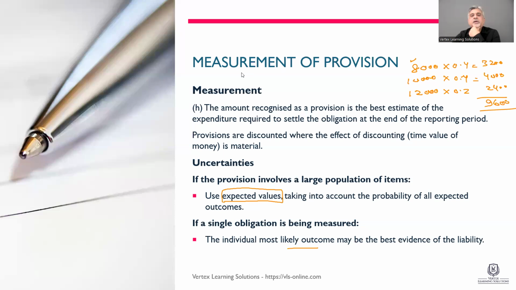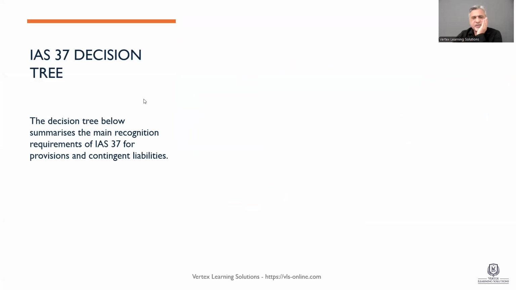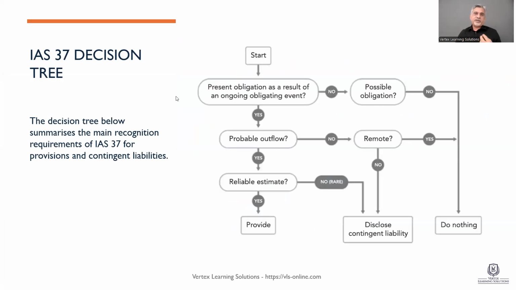Then we have, finally, for conclusion, the decision tree. It's nothing different. It is the same three criteria. We are revising it again once more so that you don't forget: when do you recognize a provision? We said that there are three conditions: probable outflow of economic benefit, reliable estimate is available, and it is a present obligation. So you have a present obligation, yes. Outflow is probable, yes. You have an estimate, yes. You provide. Provide means that you create a provision. You recognize. You say debit profit and loss account, credit provision.